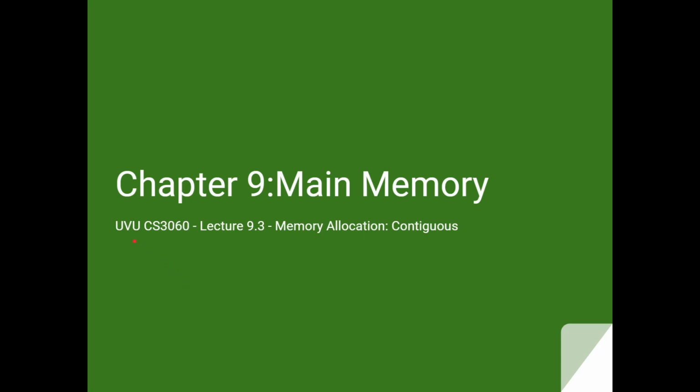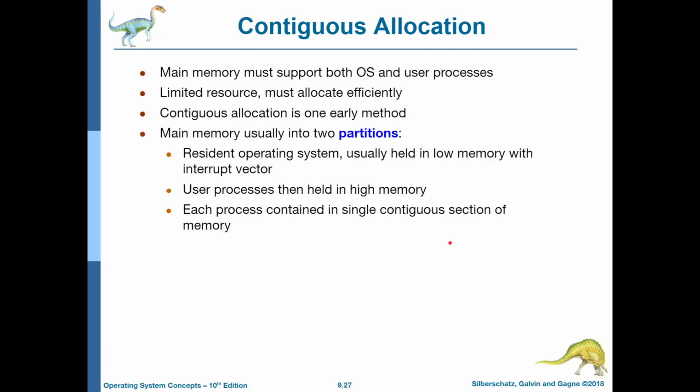Welcome to UVU CS3060 Lecture 9.3, where we discuss contiguous memory allocation. Now, contiguous memory allocation is a type of allocation scheme that is handled by the operating system, where we have main memory support for this particular allocation scheme.